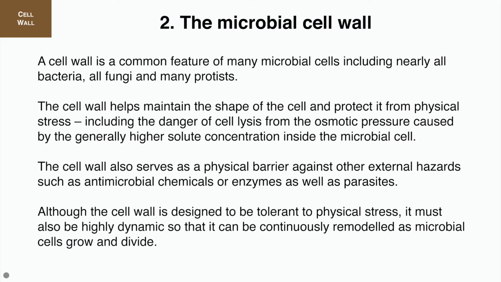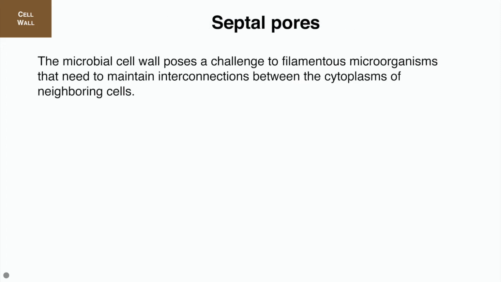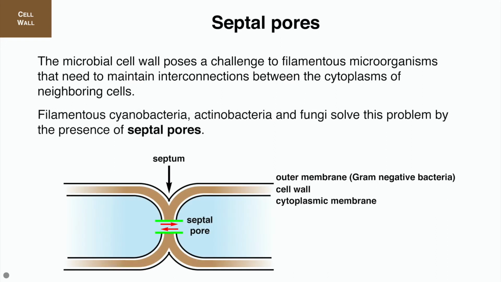Although the cell wall is designed to be tolerant to physical stress, it must also be highly dynamic so it can be continuously remodeled as microbial cells grow and divide. The microbial cell wall poses a challenge to filamentous microorganisms that need to maintain interconnections between the cytoplasms of neighboring cells. Filamentous cyanobacteria, actinobacteria, and fungi solve this problem by the presence of septal pores.